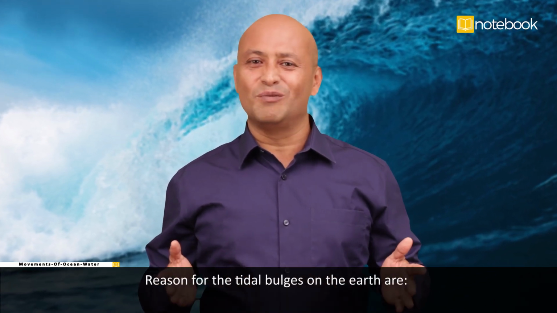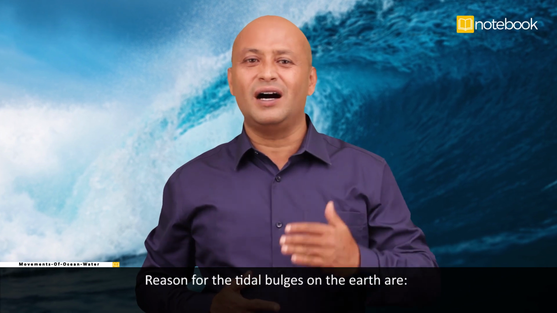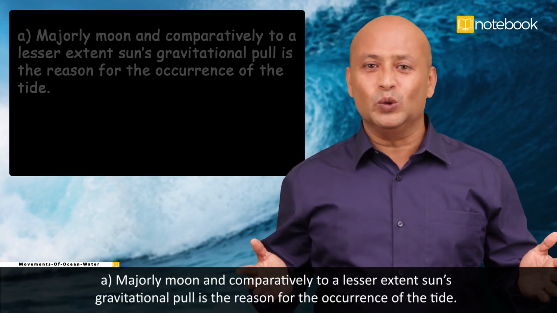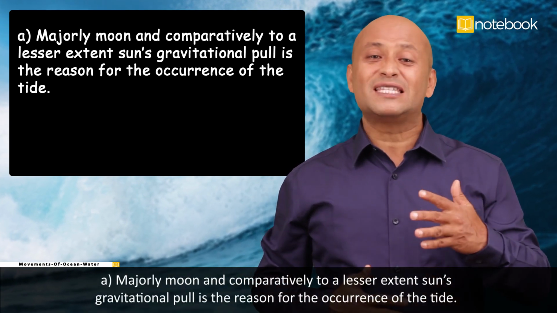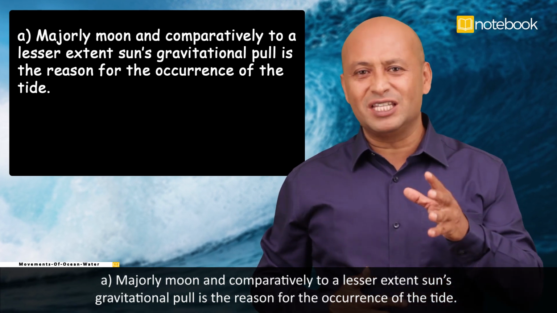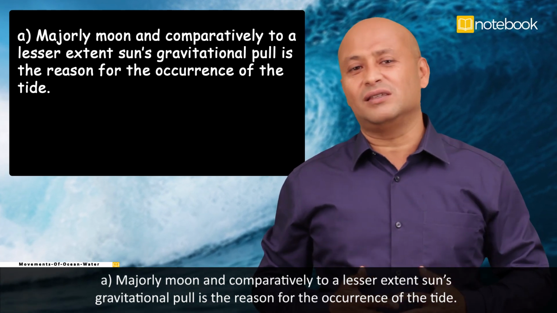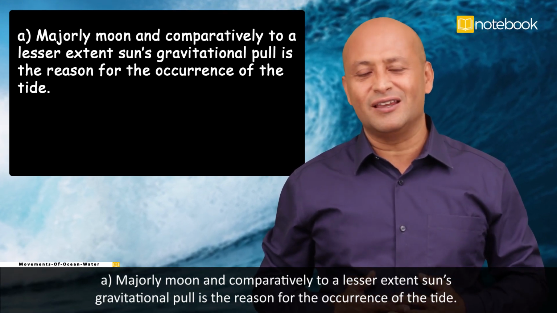Reason for the tidal bulges on the Earth: the Moon, and comparatively to a lesser extent the Sun's gravitational pull, is the major reason for the occurrence of the tide.